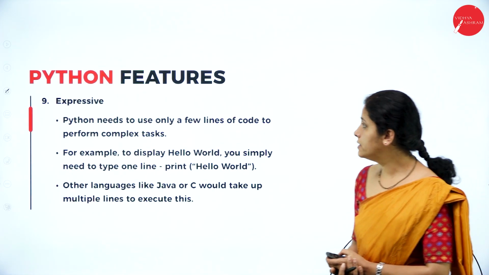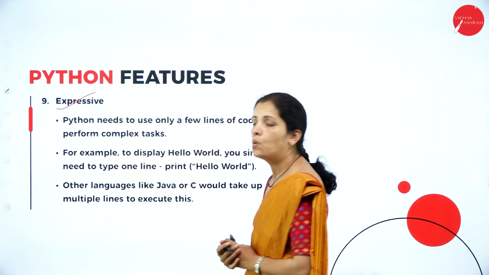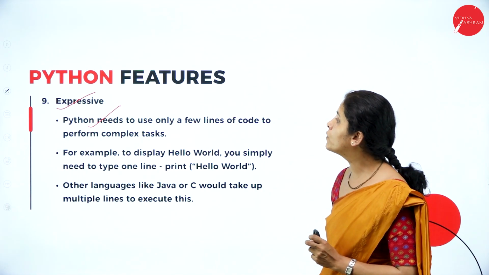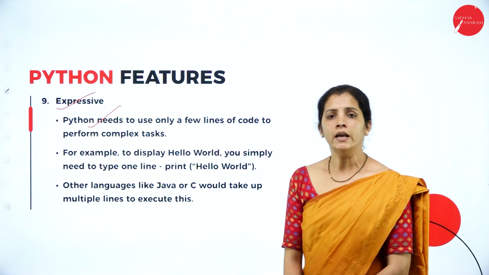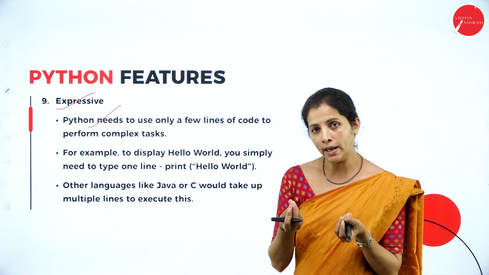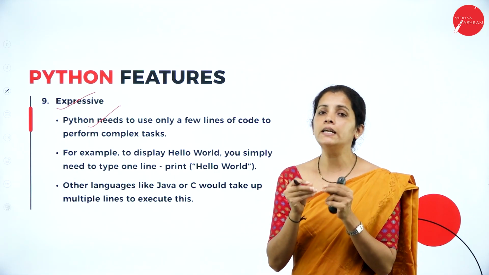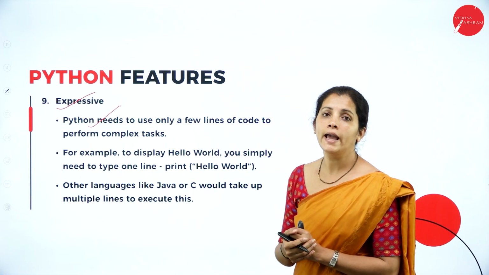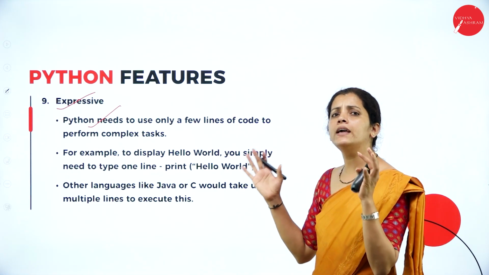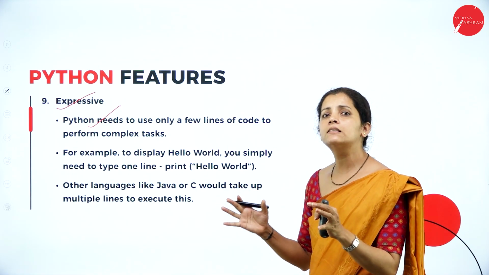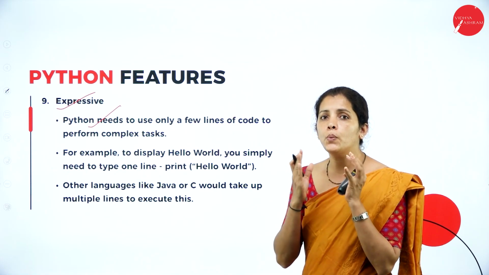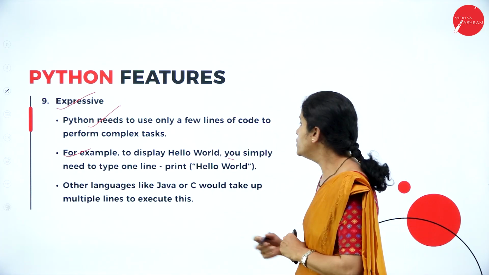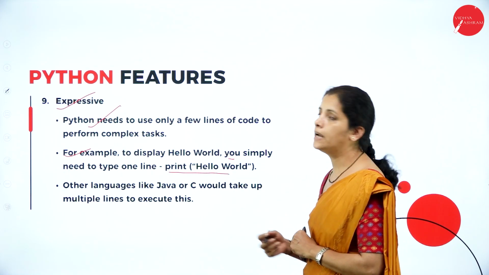What is the another feature here? That is, it is expressive. What is expressive? Python needs to use only a few lines of code to perform complex tasks. If I have any kind of complex problem, that can be represented in a very simple way with few lines. For that reason, it is called expressive. So think that I have a very complex mathematical problem and that is represented with very simple and small code. For example, to display hello world, you simply need to type print hello.